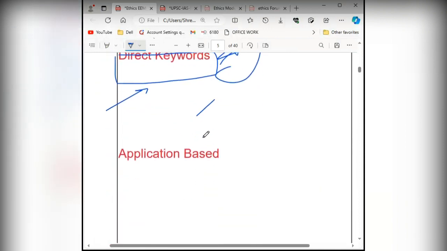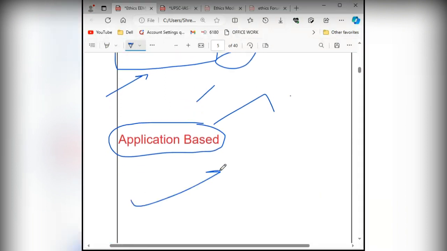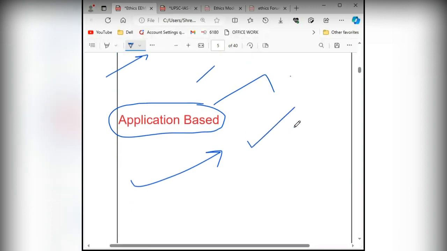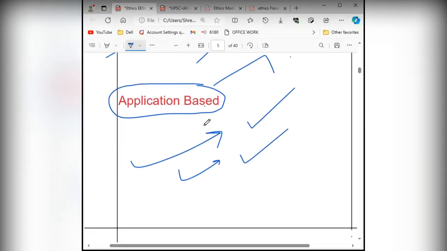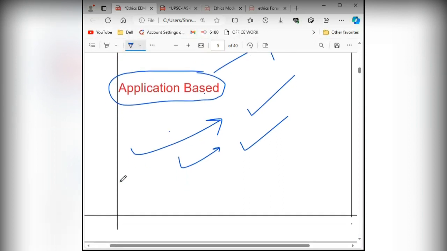Then the third part is application based. Means now you are not just asking what is integrity. Now you are not just giving the quote directly to the aspirants. Rather, now you are asking what is the application of integrity. What is the application of transparency in an administration? Or for example, if transparency is the sole motto, then how would it help in public service delivery? Public service delivery is again a keyword in our syllabus.